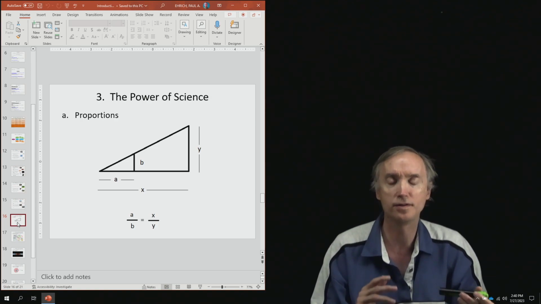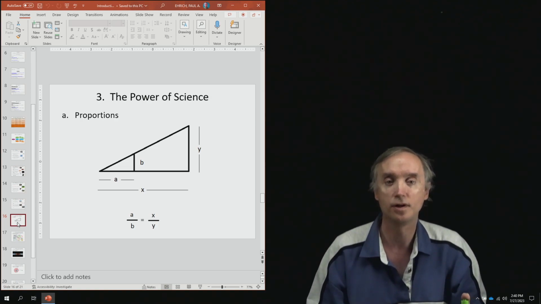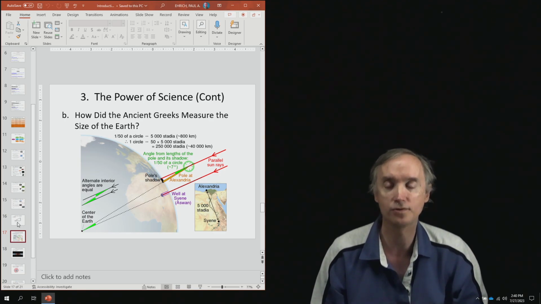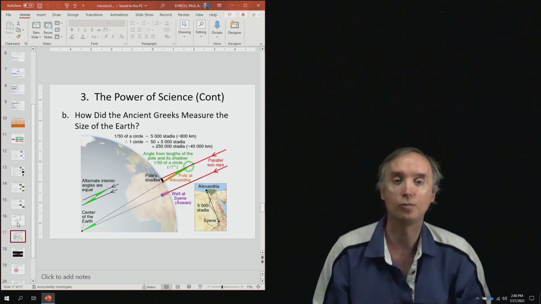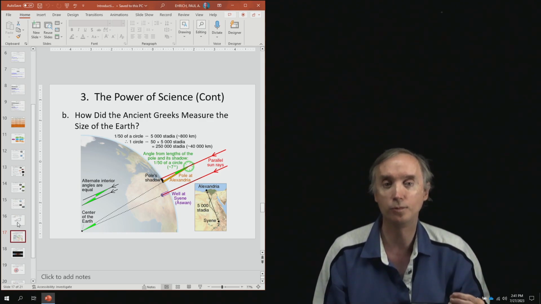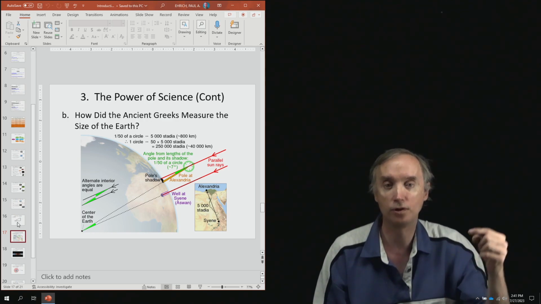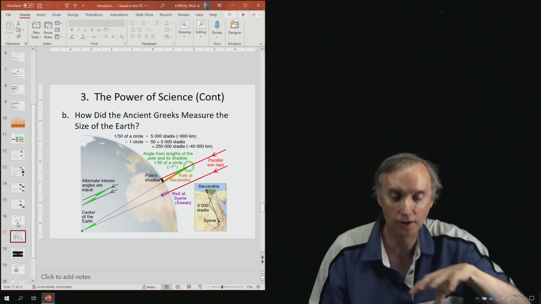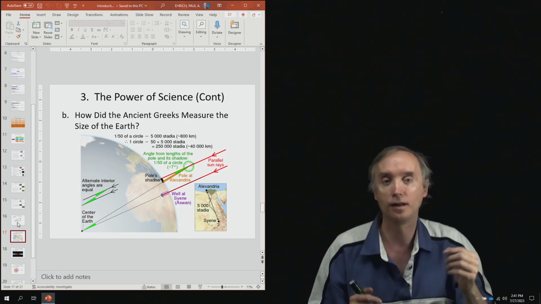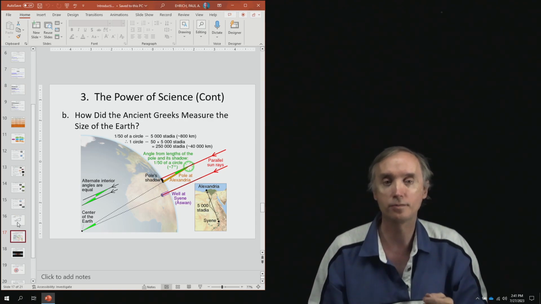Well, let's see how this can be used to measure the radius of the Earth. This was done by the ancient Greeks 2,000 years ago. What they noticed was that on a certain day of the year, light from the sun would go straight down a well in the city of Cyrene, and it would go to the bottom of the well, and you could peer over and see the bottom. But on that very same day, light would not go to the bottom of the well in Alexandria. So what's going on?